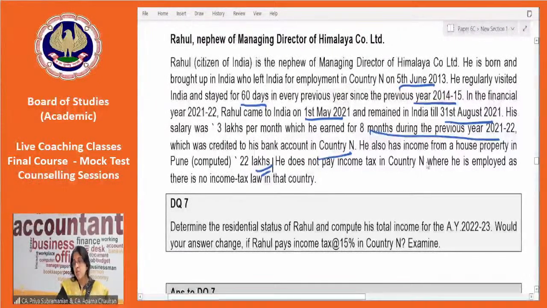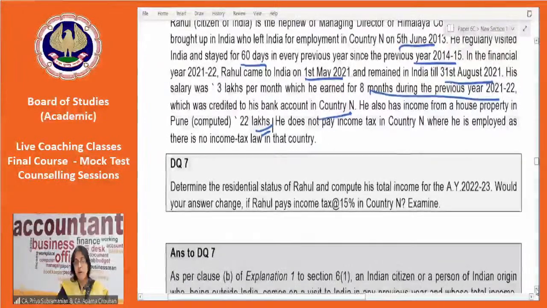Now the question asks you to determine the residential status of Rahul and compute his total income for assessment year 22-23. That's the first part. Let's do the first part. You have to go as per the facts given in the question. Now, for determination of residential status of an individual, what are the conditions? First, 182 days stay in India, or 60 plus 365 days.